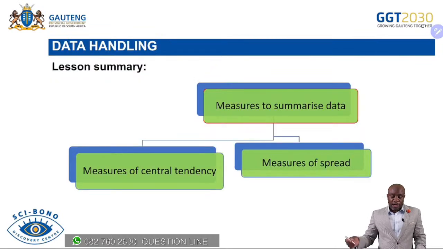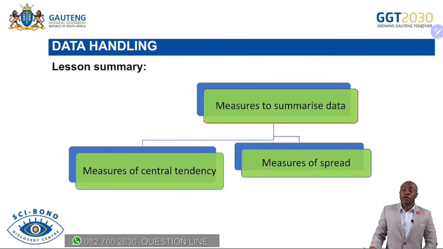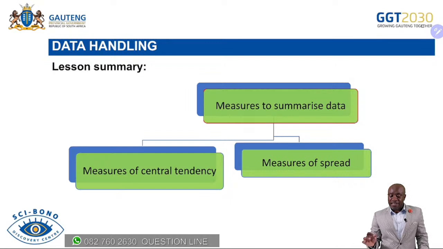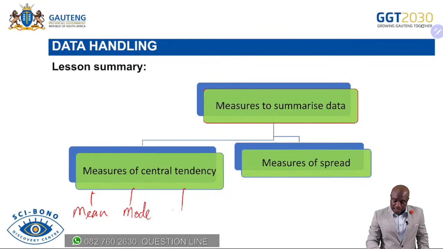This is the summary of all the lessons that we did on summarizing our data. So we have there at the top measures of summarizing, how to summarize your data. When we summarize our data, we either look at the measures of central tendency, which will be three: the mean, the mode, and the median.